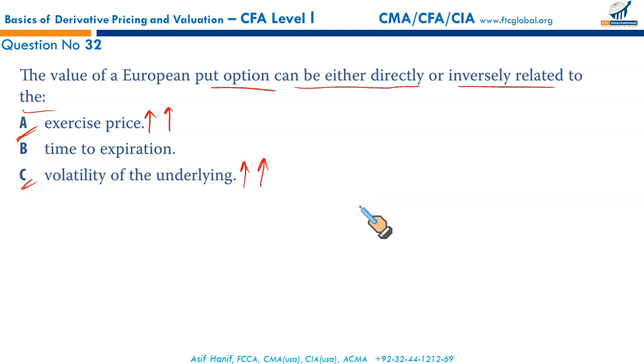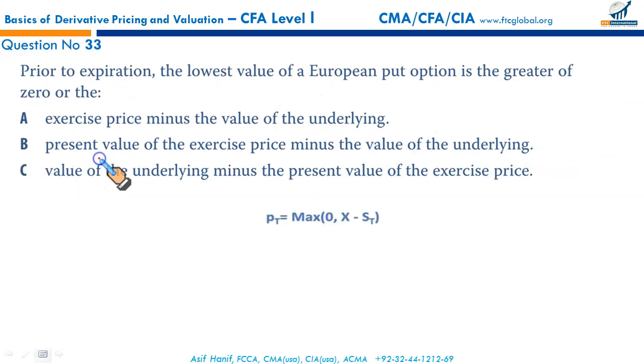But the longer the time to expiration, the higher will be the risk-free rate, and this would lower the value of the put option. So they can have a direct and indirect relationship at the same time. Time to expiration, B is the right option.